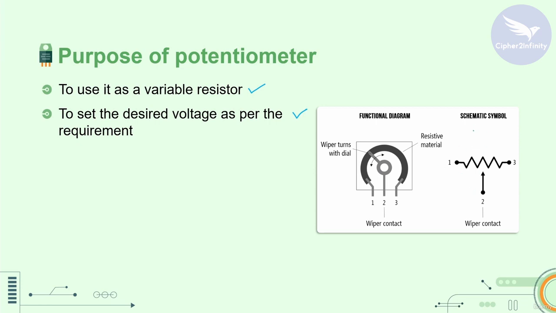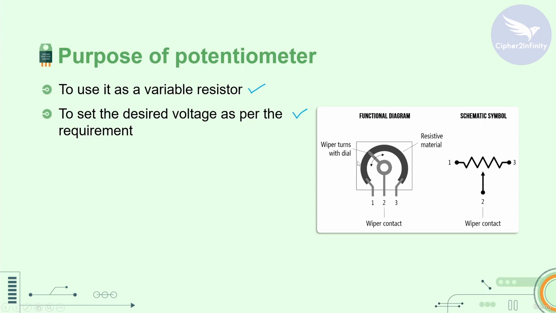So whenever you create a schematic using any CAD software, I'm not just talking about Eagle software but any other CAD software, this is basically the symbol that we use to create the schematic. Okay. So now let's try to understand the functional diagram of the potentiometer.